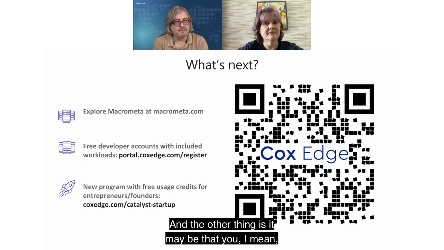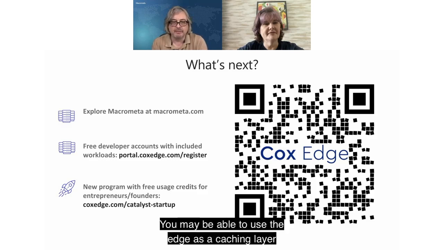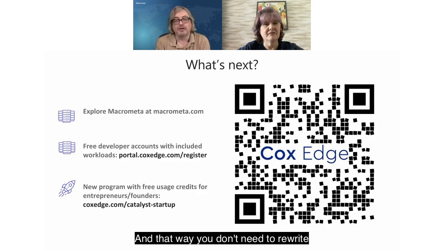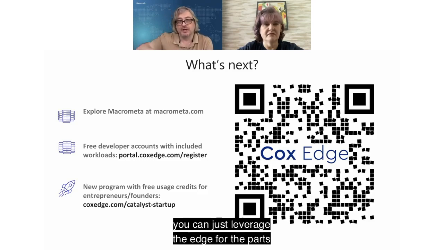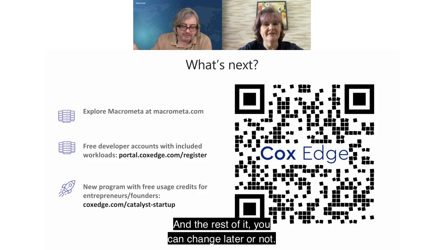And the other thing is, it may be that the technologies that we're talking about today can work very much in concert with traditional cloud data stores. So you don't need to pull everything out. You may be able to use the edge as a caching layer and still, for some period of time, use your traditional cloud native data store as a data warehouse, or as an aggregation data store for BI reporting or whatever. And that way you don't need to rewrite all of those applications day one. You can just leverage the edge for the parts that are going to really give you the bang for the buck on your user experience. And the rest of it you can change later or not.